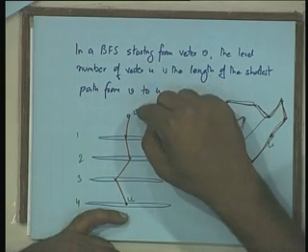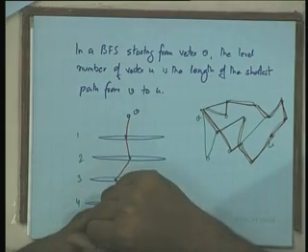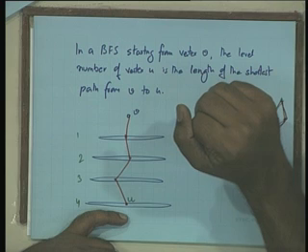So, if I wanted to find the shortest path from a certain vertex, all I have to do is do a breadth first search, and the level number would give me the length of the shortest path.